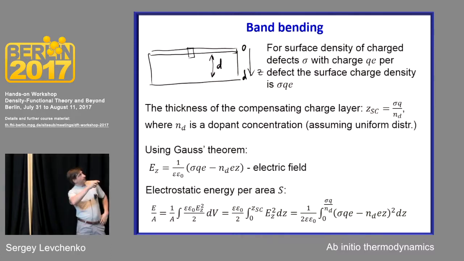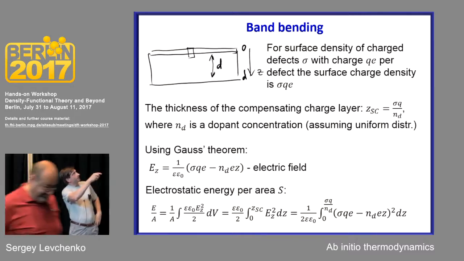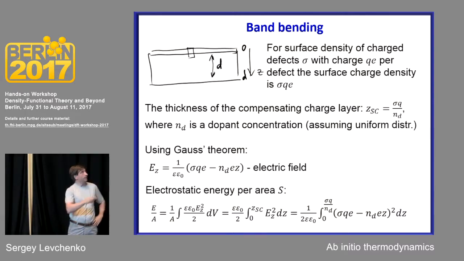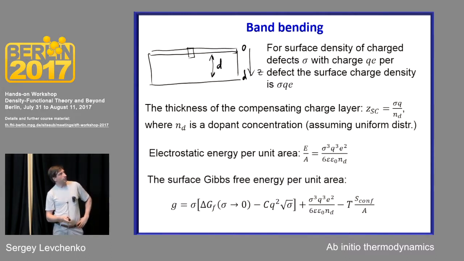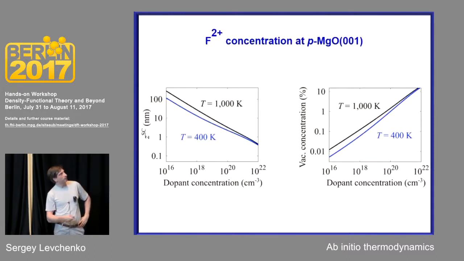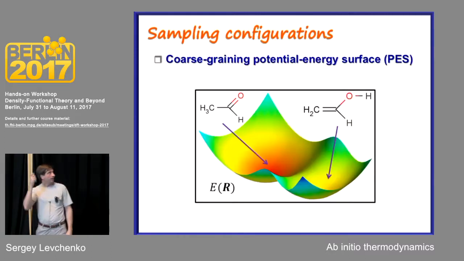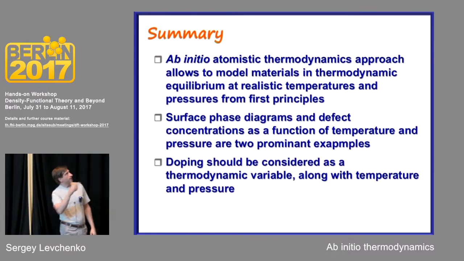And for this kind of geometry, when we have a slab with some opposite charge density at the surface, we can calculate the electric field by going through the formulas. Apparently there is no time to do this. And using thermodynamics, we can calculate the concentration of the vacancies as a function of the concentration of dopants and also the space charge layer thickness. Okay, I can skip this.